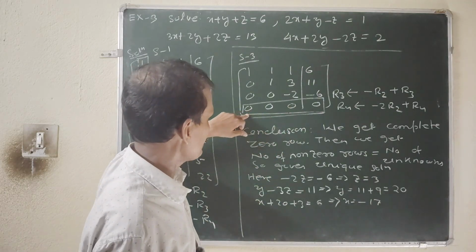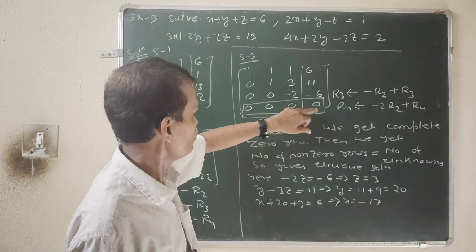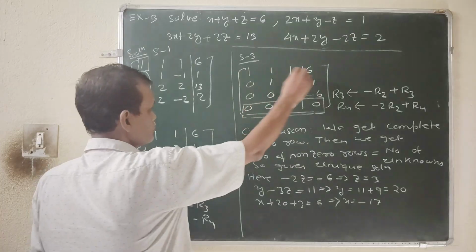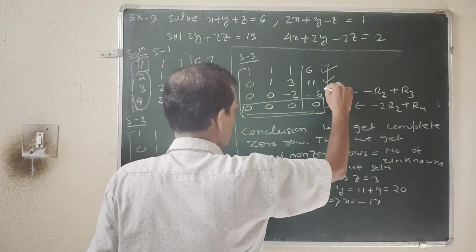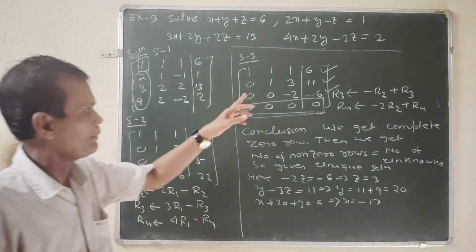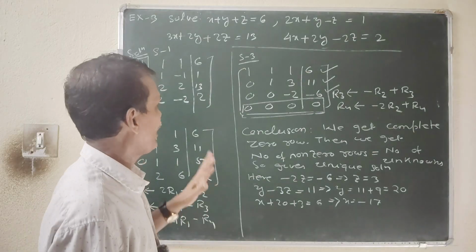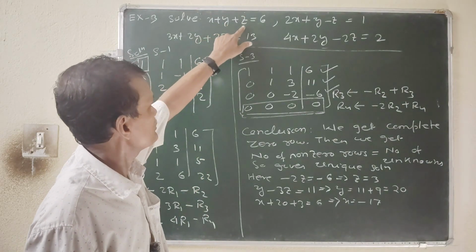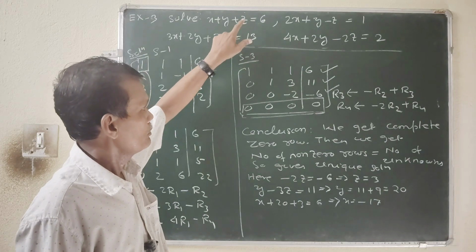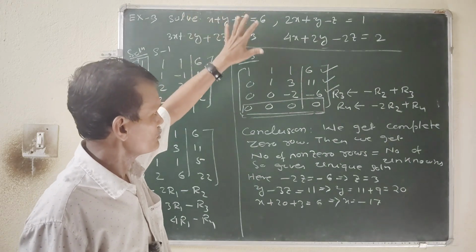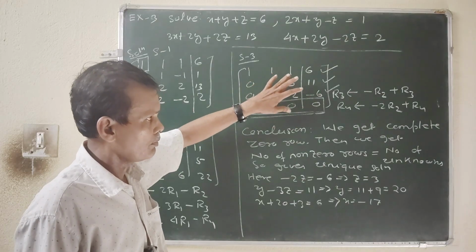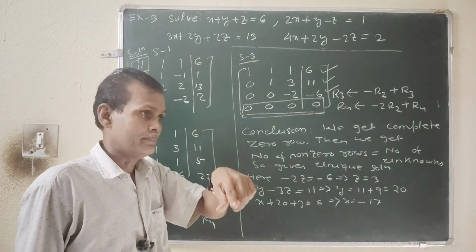See, if we are getting a complete 0 row, then look at how many non-zero rows there are. This is a non-zero row, this is a non-zero row, this is a non-zero row. So we have 3 non-zero rows. But how many unknowns are there? X is one unknown, Y is one unknown, Z is one unknown. So we have 3 unknowns and 3 non-zero rows. Meaning now this system is equivalent to example 1.